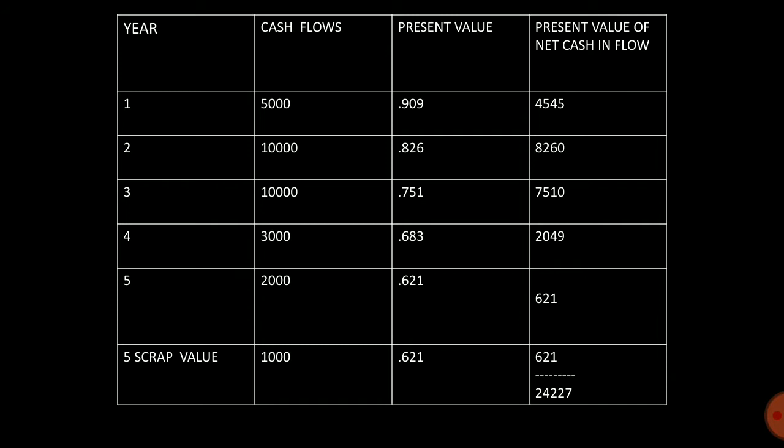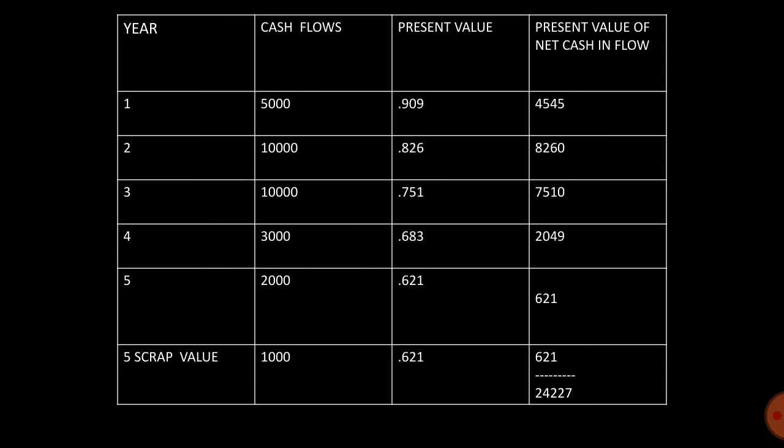Here in your question, profit before depreciation and after tax are given, and that is 5,000, 10,000, 10,000, 3,000, 2,000, and last column scrap value 1,000. Then the third column is present value. We already got present values from the present value table, and these values are 0.909, 0.826, 0.751, 0.683, 0.621, and in the fifth year we realized a scrap value, and the fifth year's present value is 0.621.